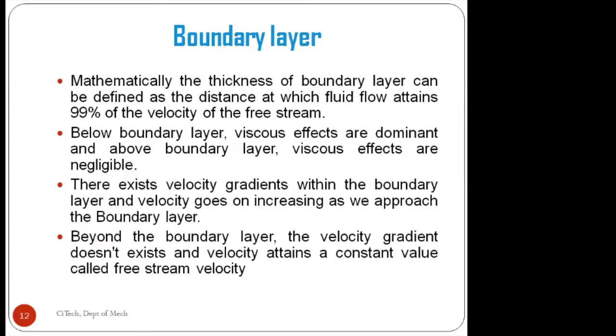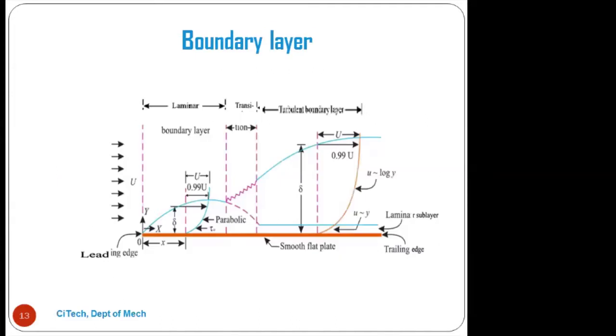Next point, the velocity gradient. Understand, within the boundary layer the velocity goes on increasing as we approach the edge of the boundary layer. Suppose this is the boundary layer thickness delta. Within this region only there will be the velocity gradient. Understand?